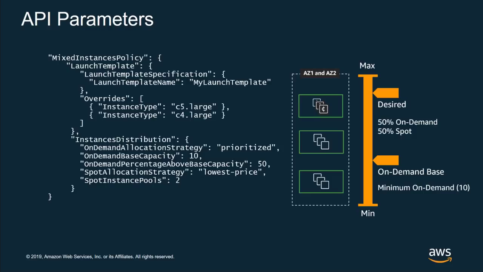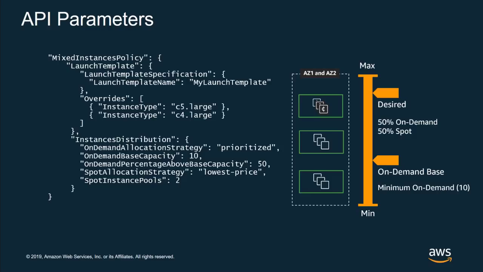And so you can see here, for the on-demand allocation strategy, we're going to do prioritized. So that's as we discussed. We're going to try C5 large first for on-demand launches, and only if there isn't enough C5 larges would we move on to the C4 large. So we've said we want an on-demand base capacity of 10, and then on-demand percentage above base capacity of 50. And then finally, for the spot allocation strategy, we're going to do lowest price, and we're going to use at least 2 instance pools.